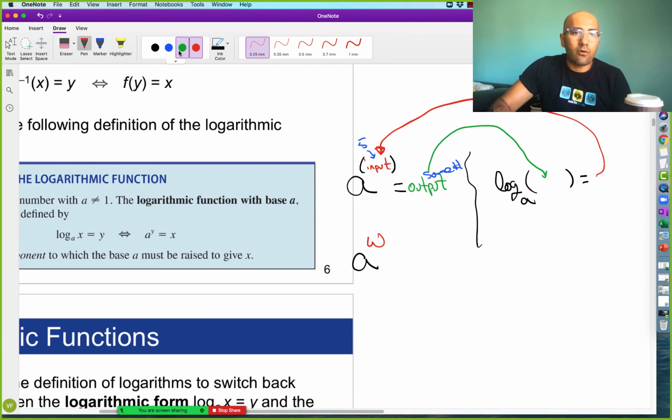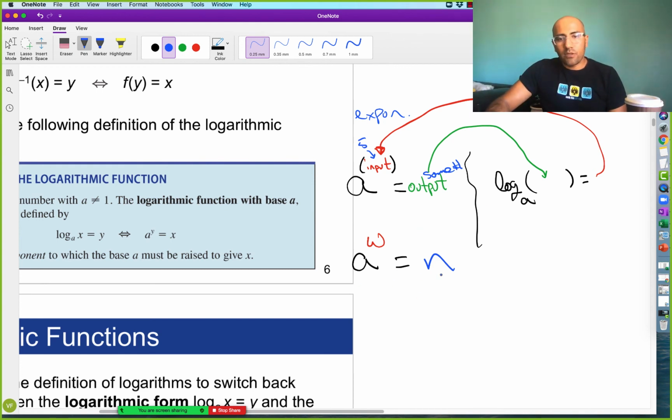A to the w power equals, I don't know, how about n? Whatever. So x and y are arbitrary, we use them way too much. Let's say that these are exponentials over here. And then these are logarithms.